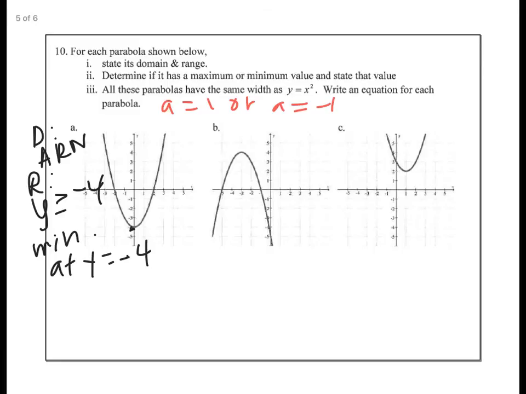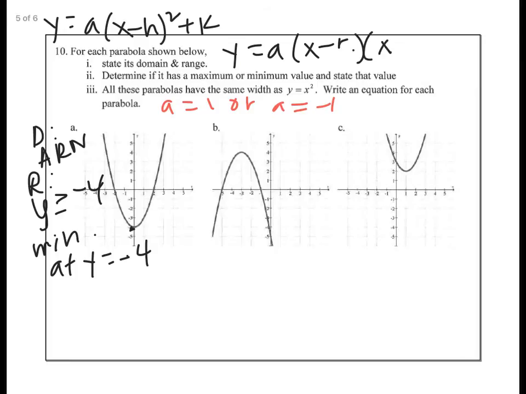So here you have two options. You can write your equation in vertex form, so a(x minus h) squared plus k, or factored form, kind of depending on what's given to you. For A, I can see my vertex really easily. It's at 0, negative 4, and I can see my roots, so I could do either one. I know in my equation a is going to be 1 because it opens up.